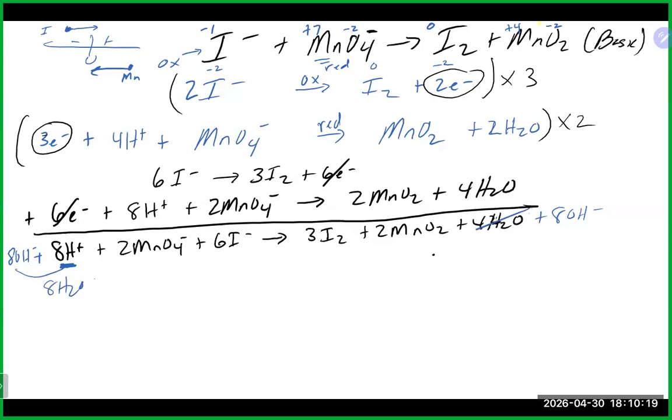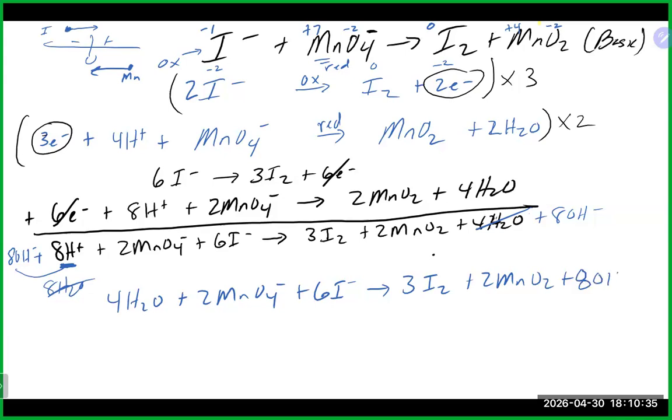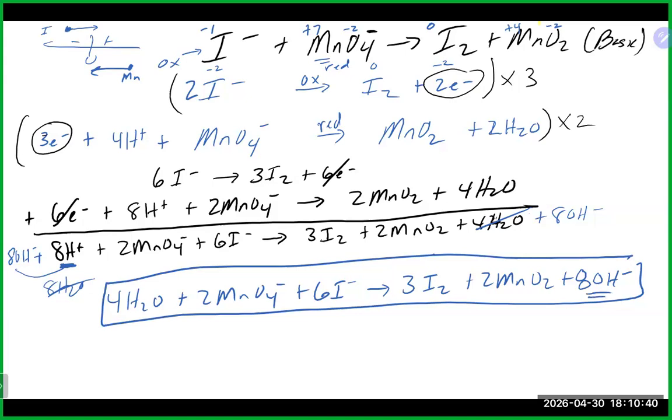And then we could reduce down our waters to 4 waters, plus a couple of these guys here. And we get that, and our 8 OH minuses. And at this point, we should now again be balanced in basic conditions. We should still be balanced both ways. So once again, 8 hydrogens on both sides. We got 8 and 4 is 12 oxygens on both sides.